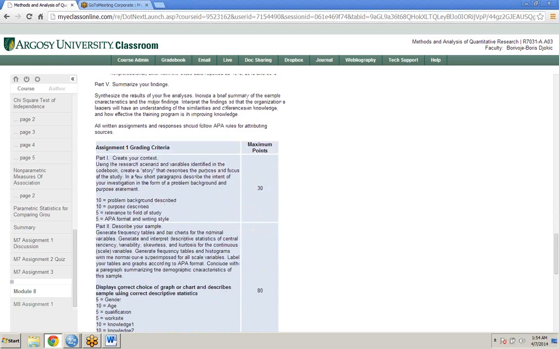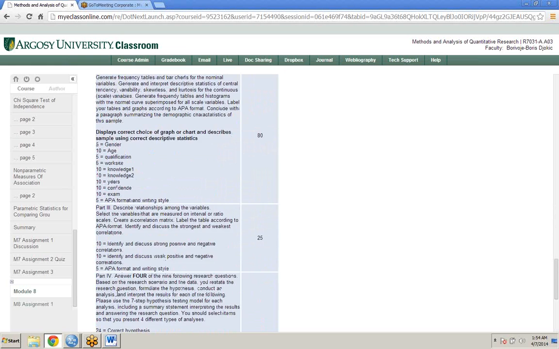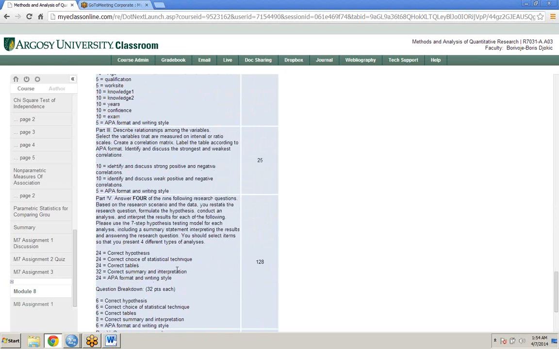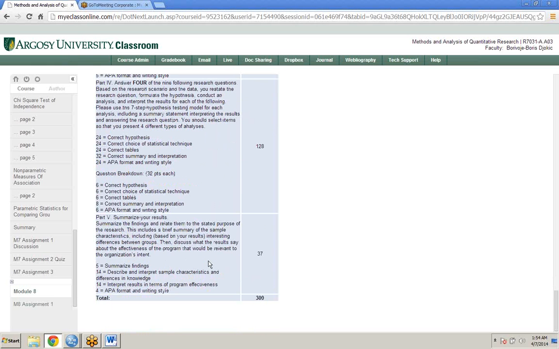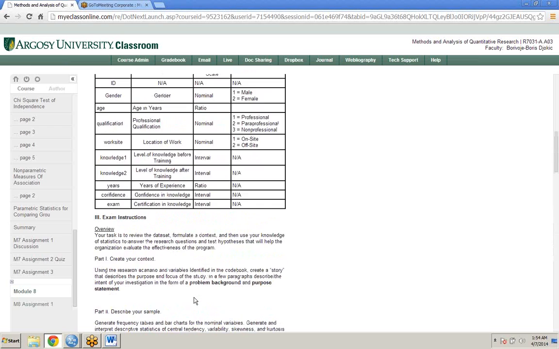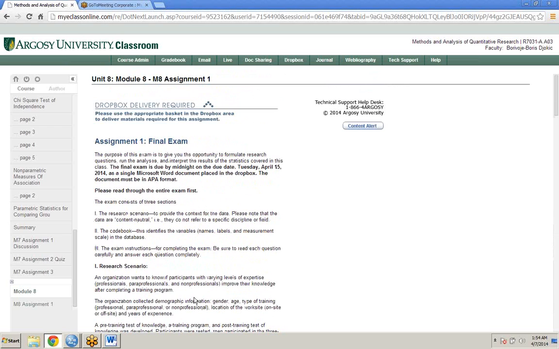Follow the grading criteria, and some of them are weighted higher. So, be careful about writing your 7-step analysis and do the APA properly, summarize findings, describe sample characteristics and differences in knowledge, and interpret results in terms of program effectiveness. So, follow the rubric so you don't miss any of the points, and I think you can do pretty good at the final. Alright, that's it for tonight.